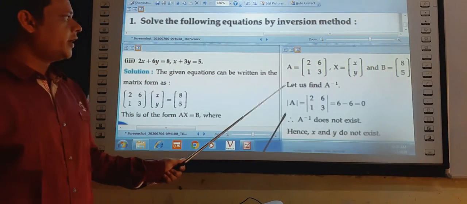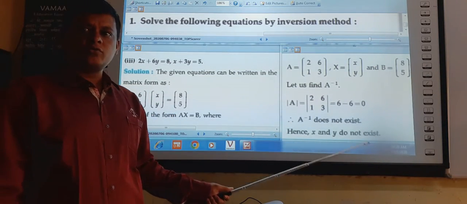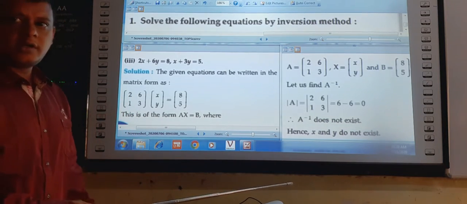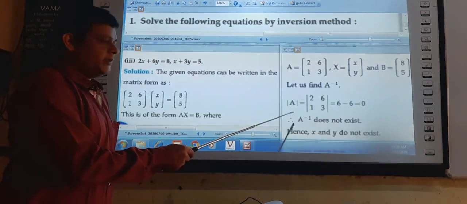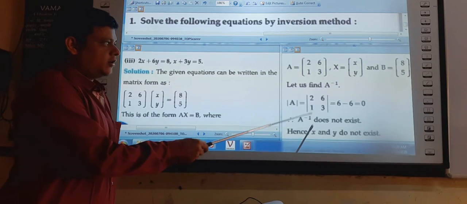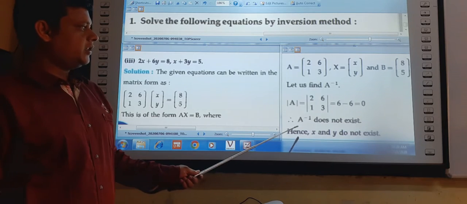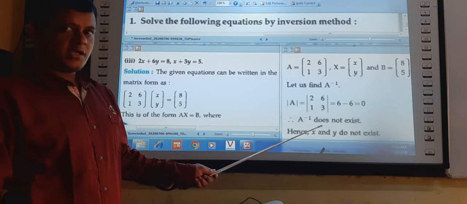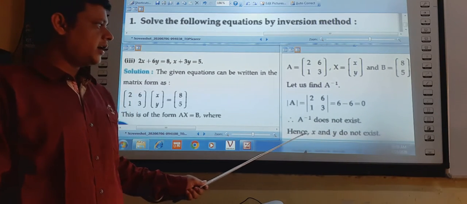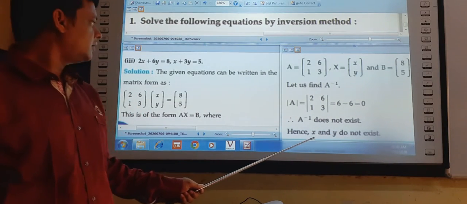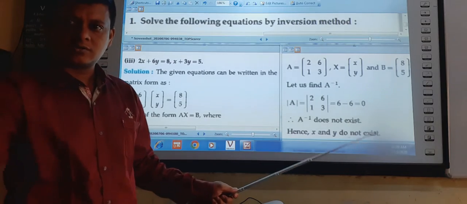Now we have to find the inverse. Before that we have to check its singularity, so we have to find its determinant first. The determinant of A is the determinant of 2, 6, 1, 3, which equals 0. Therefore the inverse does not exist. If the inverse does not exist, hence x and y do not exist. That means we do not get the solution of these equations.